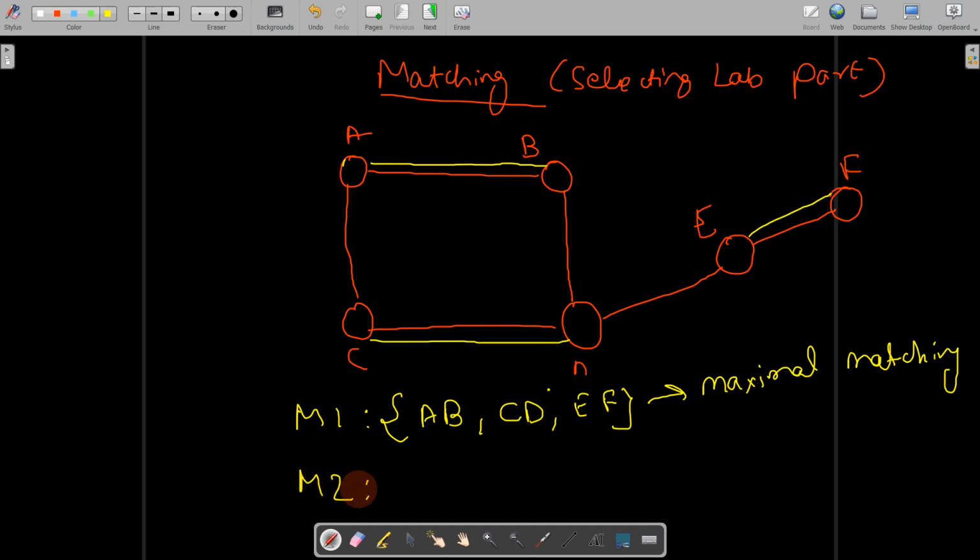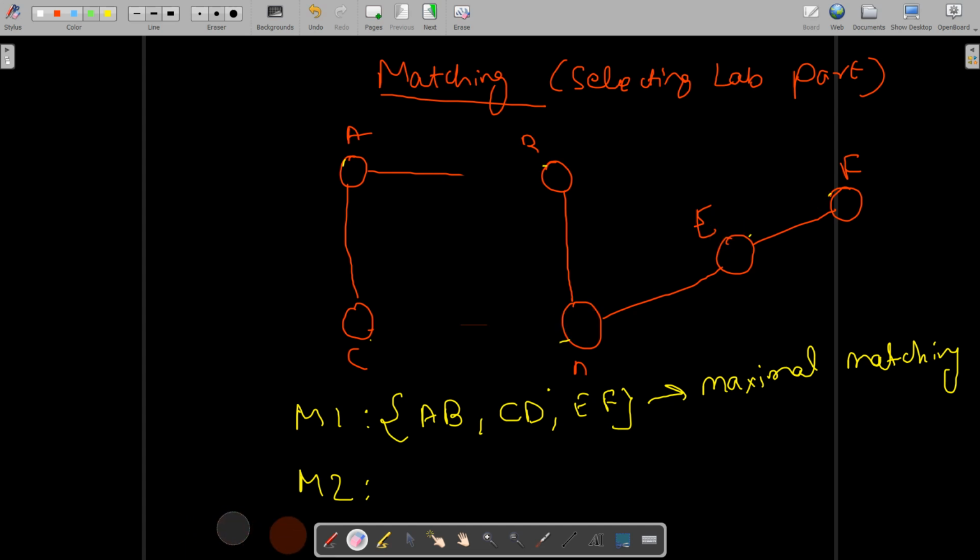Are there more matchings possible in this graph? Let's see. Now we will see the concept of a maximum matching. I will write another possible matching with green color, so green color is representing a different matching. I will remove the first from this graph so that there is no confusion. We'll draw it with red.